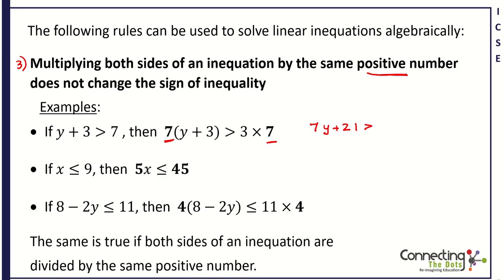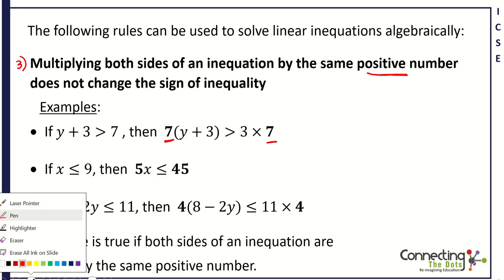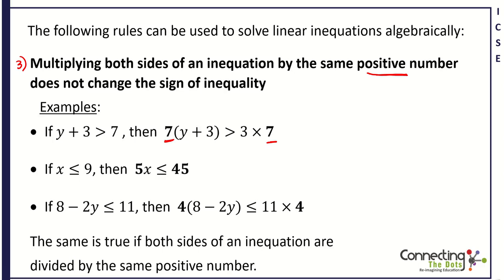I'm sorry, there is a mistake here which I'll correct. This should be 7 here. We are multiplying both sides of the inequation by 7, which gives us the conclusion that 7y plus 21 is greater than 49 because we multiplied both sides of the inequation by 7.